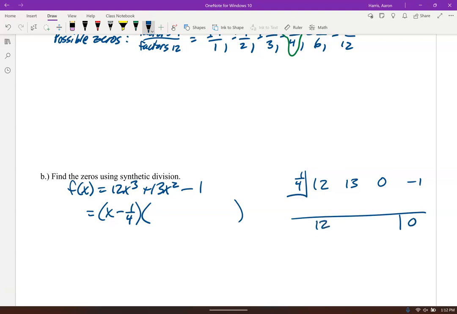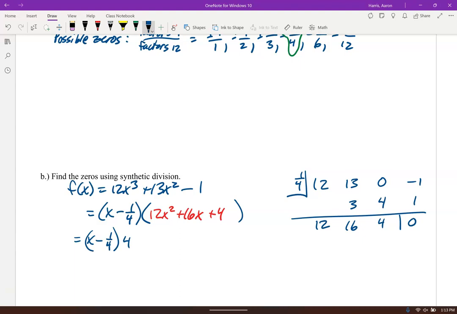Drop the 12 down, 12 times a fourth, 12 fourths is 3, 13 plus 3 is 16, 16 times a fourth is 4, 0 plus 4 is 4, 4 times a fourth is 4 fourths or 1, and negative 1 plus 1 is 0. Sure enough, it is a 0. And now we can put in that 12x, 1 degree less, squared plus 16x plus 4. And notice that I can take a 4 out of that.